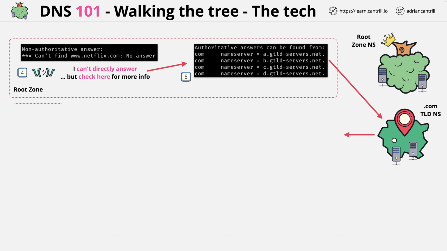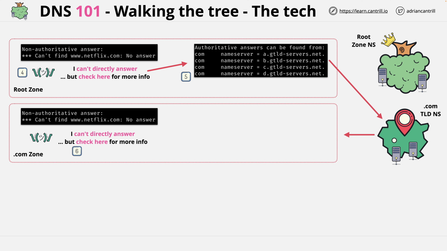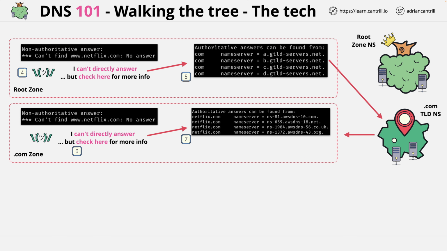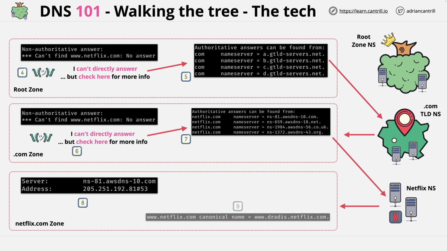So we can now query the .com zone. We can't get the answer directly from here, but it does know which name servers are authoritative for Netflix.com. So these are the network addresses of the servers which host the Netflix.com zone. And this is authoritative, so this will give us the answer that we need. But in this case, it's not an IP, it's another DNS name. This is a CNAME record, and I'll talk about these in another video.